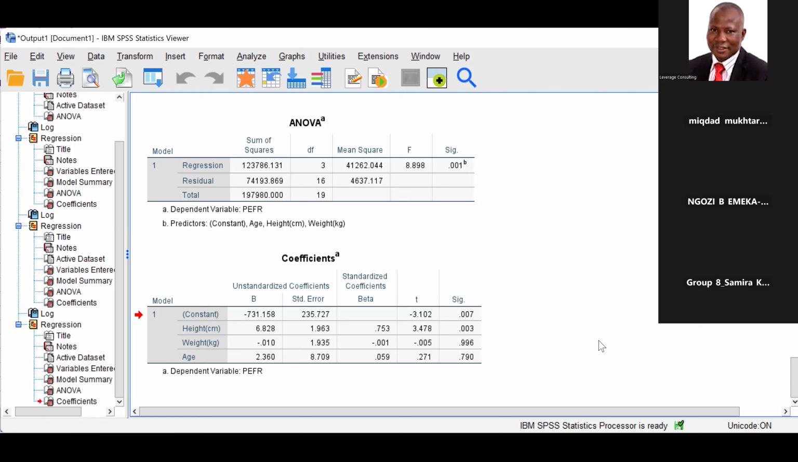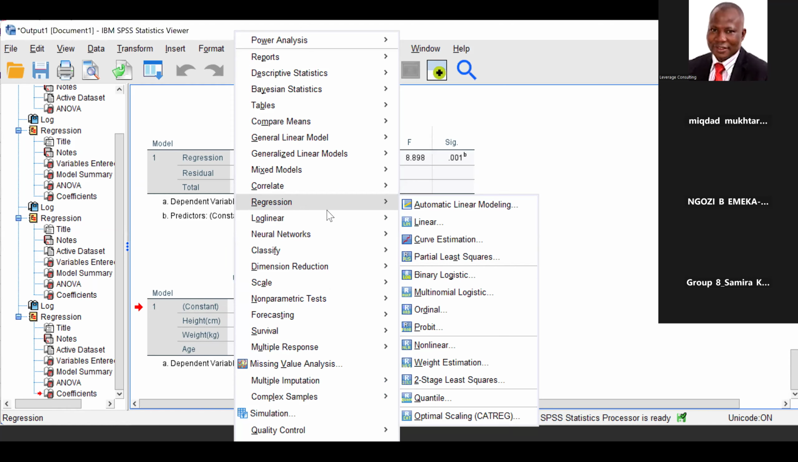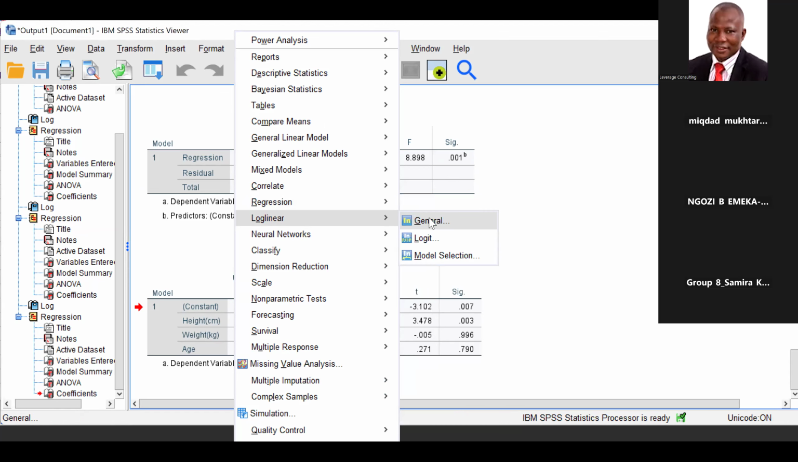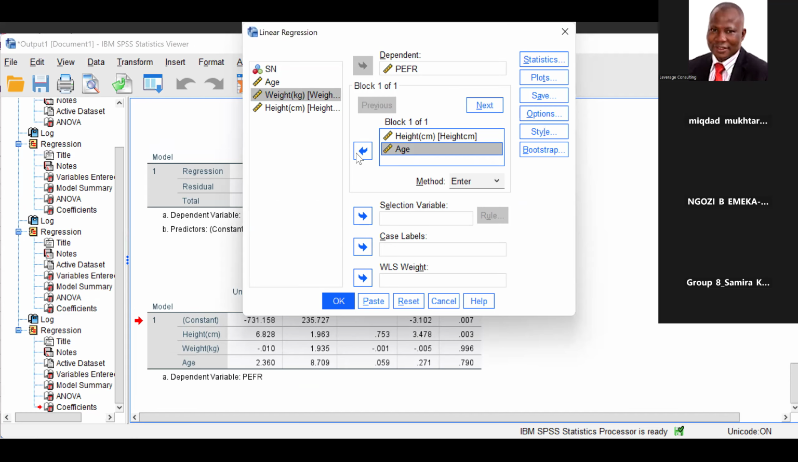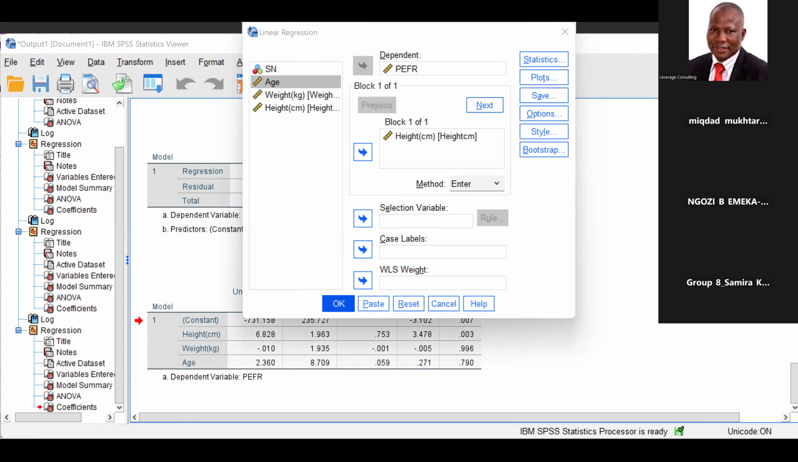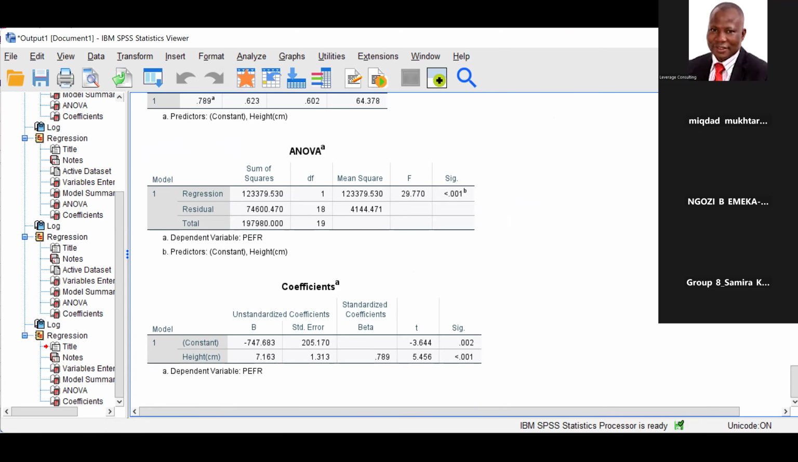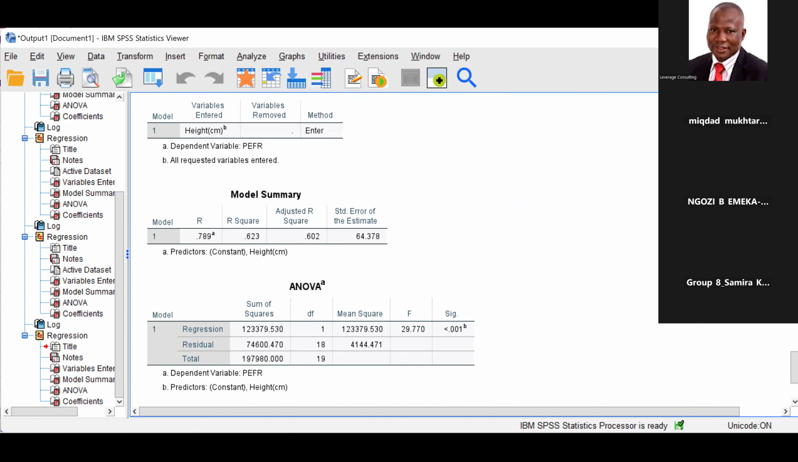Now, when we analyze, we don't usually put all of them together at once. We do it one by one as simple regression first. For example, if I start with linear regression, I want to start with height first. Whichever way, let's begin to see the R square, and that's what matters most. When we do height alone, the R square is 62.3.